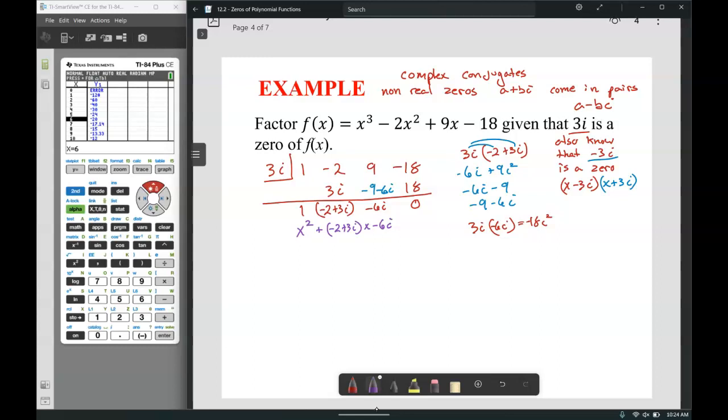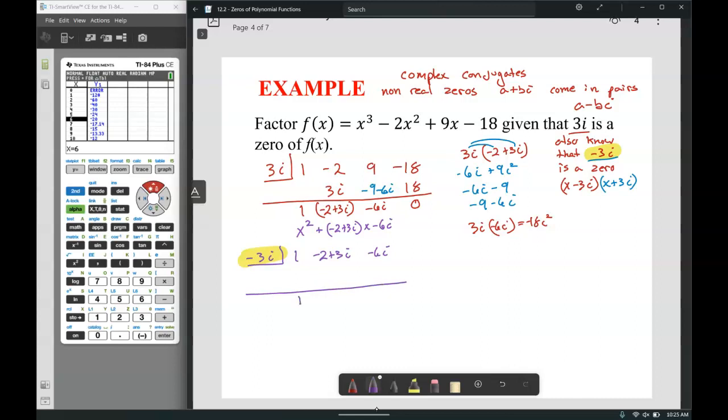But luckily for us, we can continue to do synthetic division by using this conjugate 0 that we've been given. And we can do negative 3i as that conjugate 0 from before, and then use our coefficients of 1, negative 2 plus 3i, and negative 6i in order to continue factoring that quadratic.